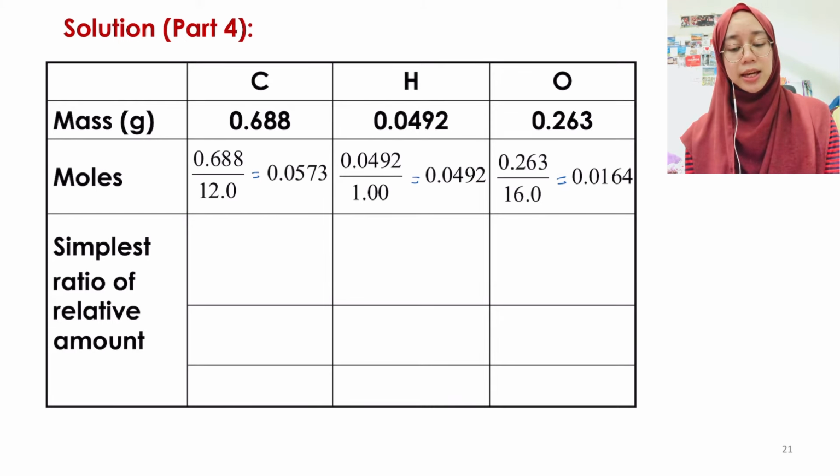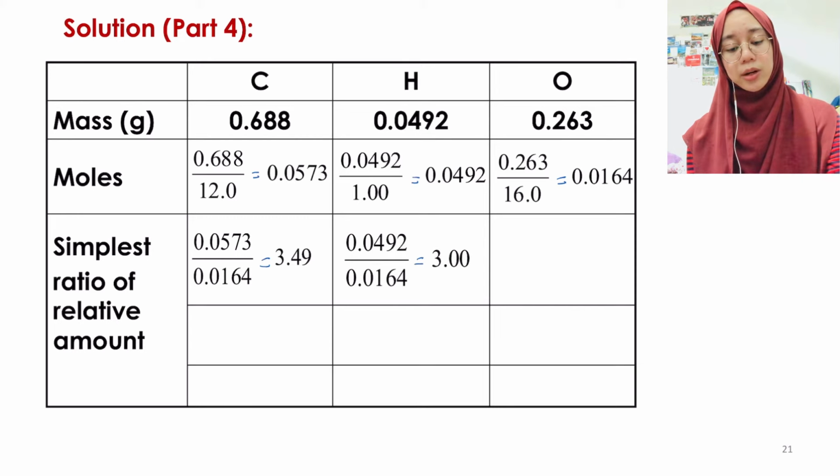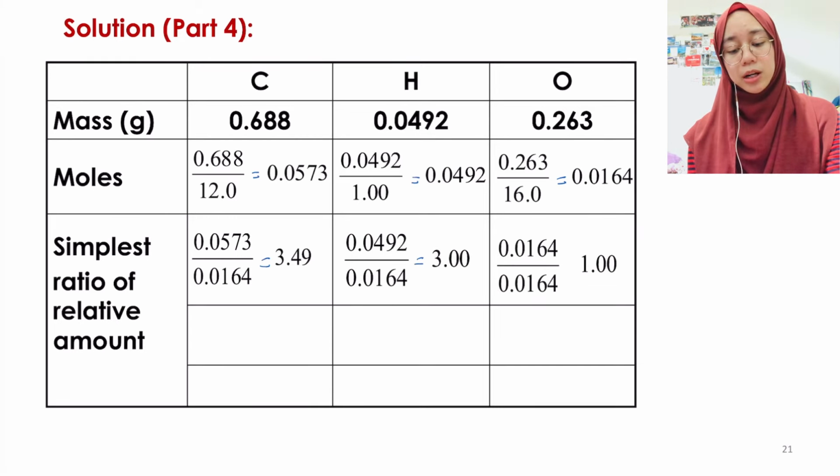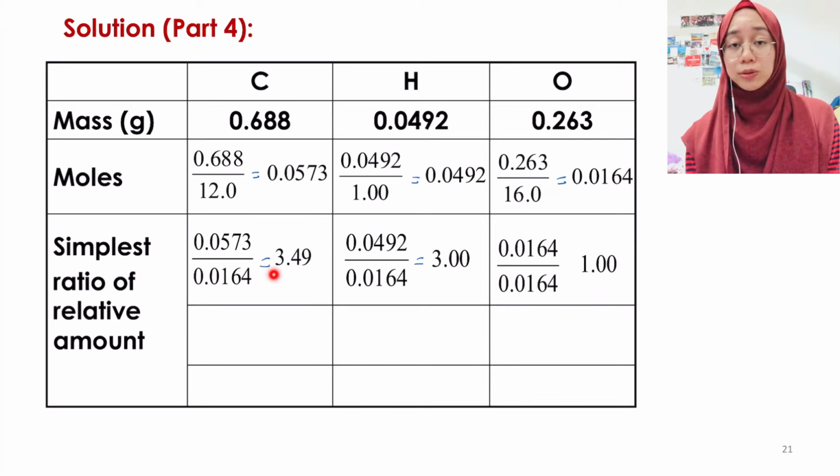Okay, so in this case the smallest value is tadi untuk oxygen, so semua tu kena divide by mole oxygen tu, so you get 3.49. Yang ni kamu akan dapat 3, yang ni pula kamu dapat 1. Okay, so is this whole number ratio dah? No, not yet. This one is whole number, this one is whole number. However, for this one it is 3.49. You can't simply simplify, round it off to like 3 or 4.